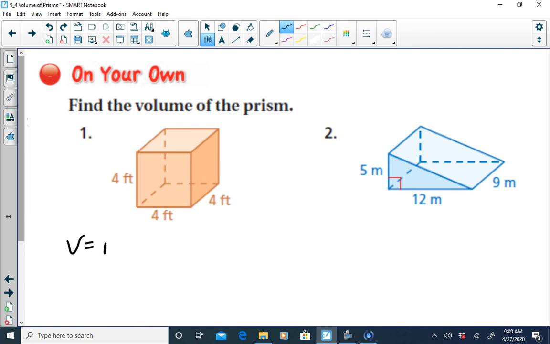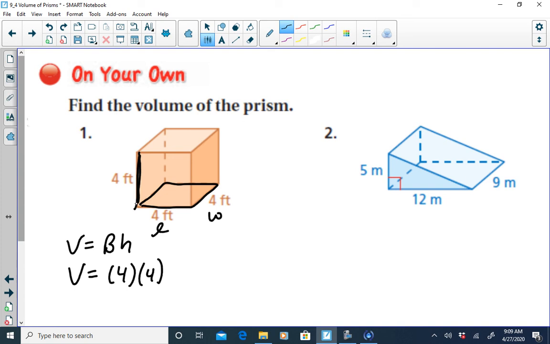Volume is going to be equal to base area times the height. The base area is going to be the length times the width. So that's going to be 4 times 4. And then we multiply that by the height of the prism as it sits on that base, so it's going to be another 4. So the volume is going to be equal to 4 times 4 times 4, which would be 64 cubic feet.